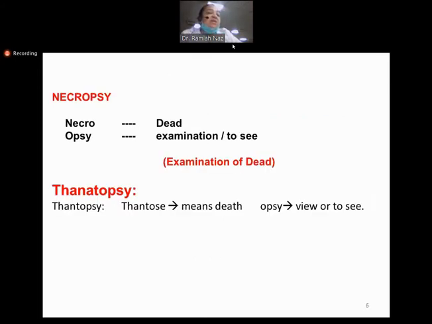Necropsy is again the same word and used as a synonym for autopsy. Necro means dead and opsy means to see, meaning examination of the dead body. Thanatopsy, again, thanatos means dead and opsis means to view.